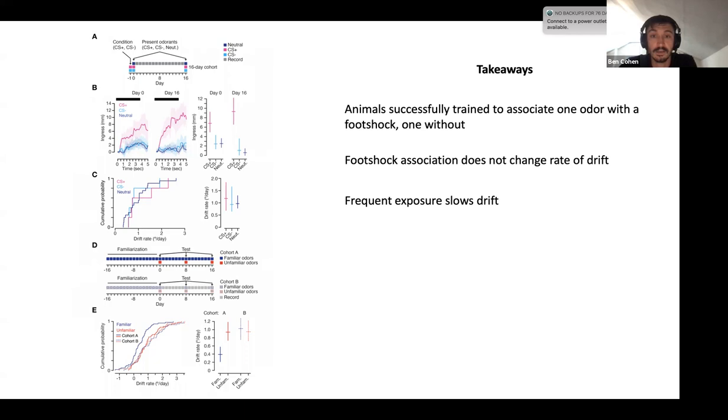If you spend 16 days familiarizing with the odor, and then you look at drift over the following 16 days, where you only have the animal smell it every 8 days. I'm looking at this figure here. This blue dotted line is a familiar odor sampled infrequently, and the rate of drift is just the same as an unfamiliar odor.